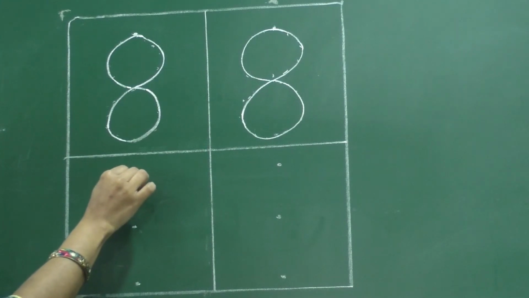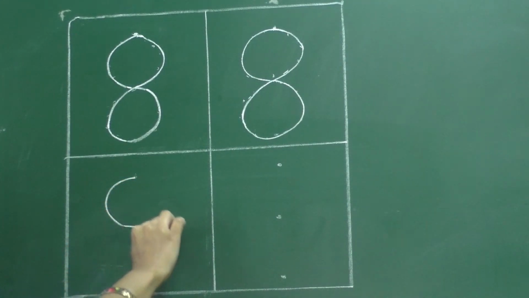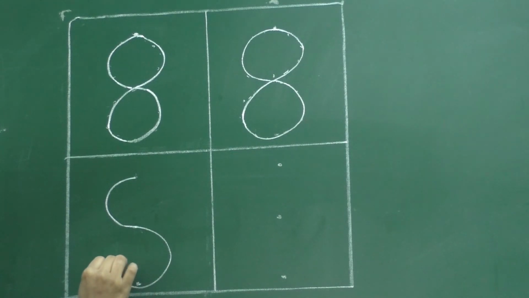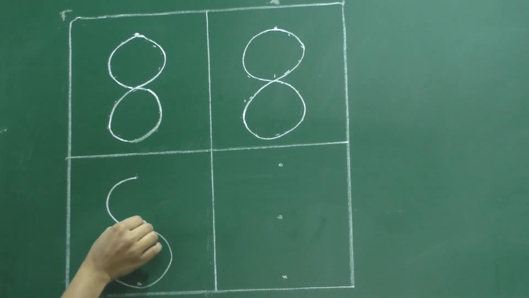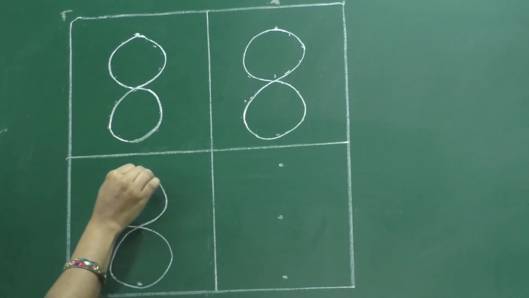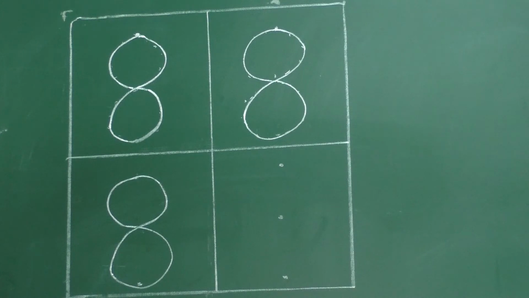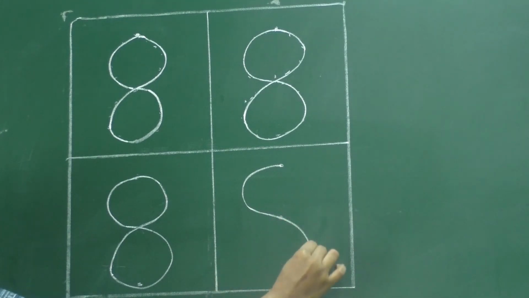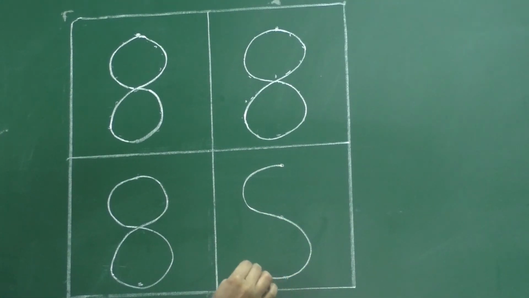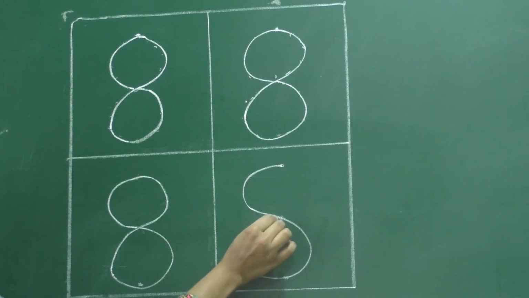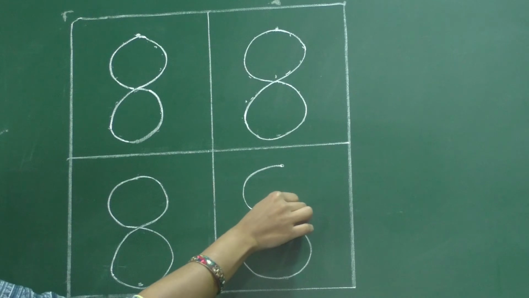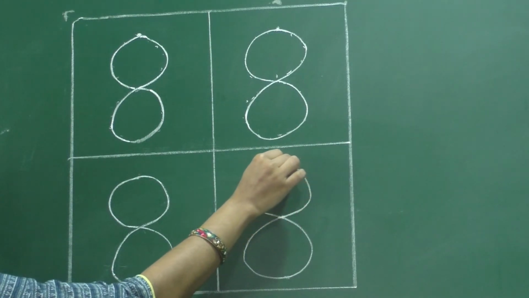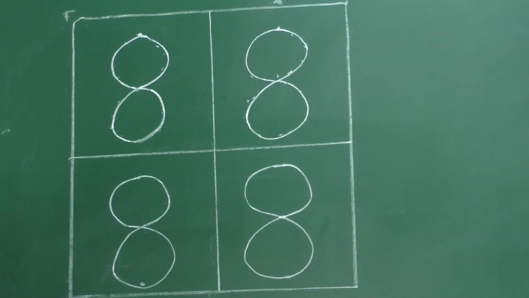Start from here, make a right open curve, then a left open curve, then make a curve to close this. Here also make a curve to close this. Number 8. Start from here, make a right open curve, then a left open curve, then go up to close this, and again make a curve here to close this curve also. Number 8. So children, we have learned how to write number 8.